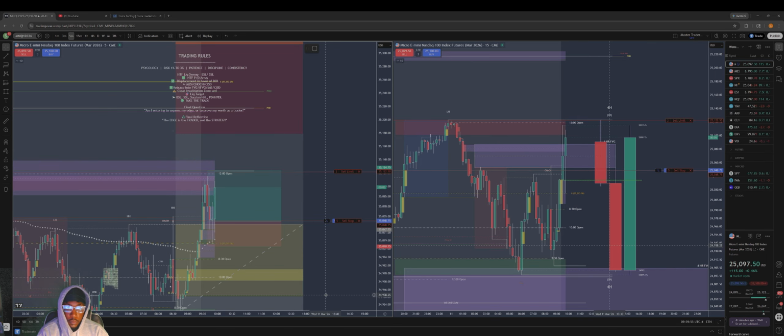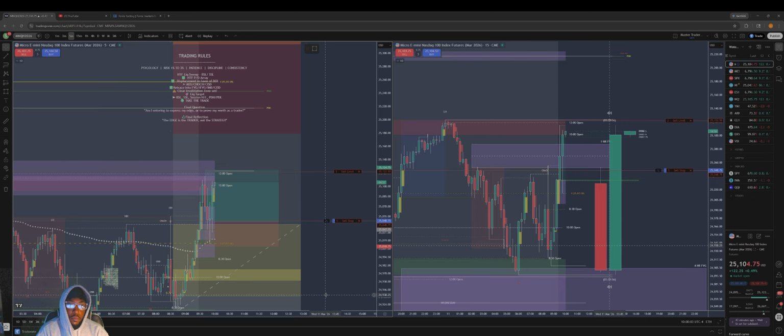I'm really just chilling, watching price action, trying to let it unfold and seeing what's going on. And this is the 10 o'clock open right here. Price opened up and rebalanced into this 5-minute bullish imbalance. We're just waiting to see what happens next.